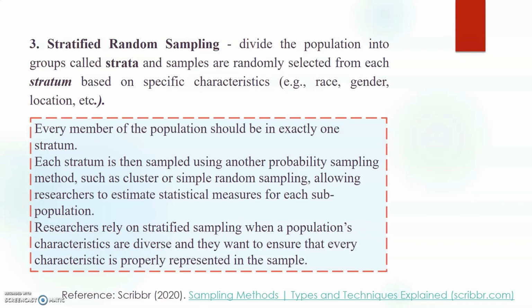Now, each stratum is then sampled using another probability sampling method, such as the cluster or simple random sampling, allowing researchers to estimate statistical measures for each subpopulation. And then researchers rely on stratified random sampling when a population's characteristics are diverse and they want to ensure that every characteristic is properly represented in the sample.